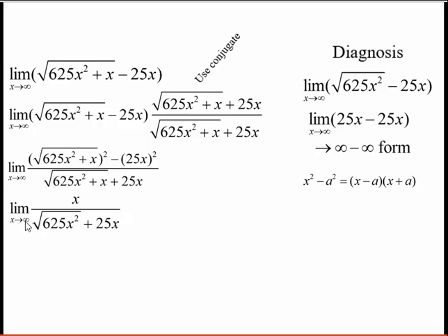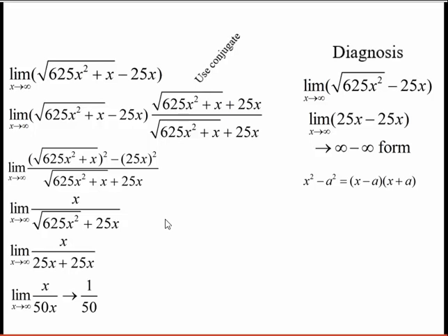Now remember, x approaches positive infinity. So this one will give me positive 25x. Then you are getting actually x over 50x. Now you can cancel x and you get 1 over 50 as your limit.